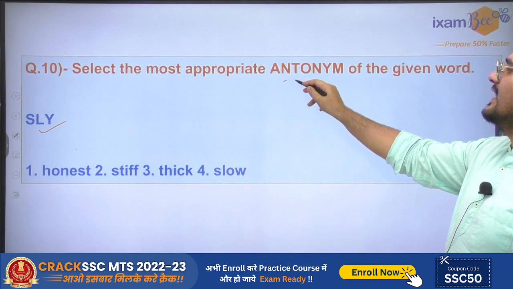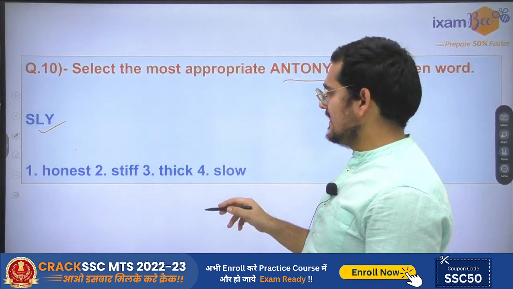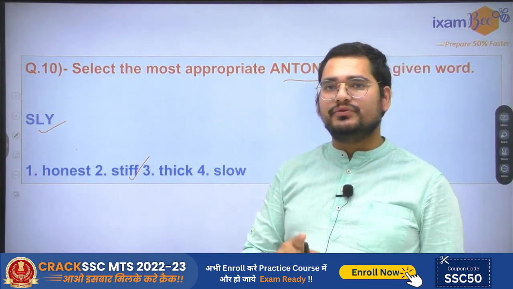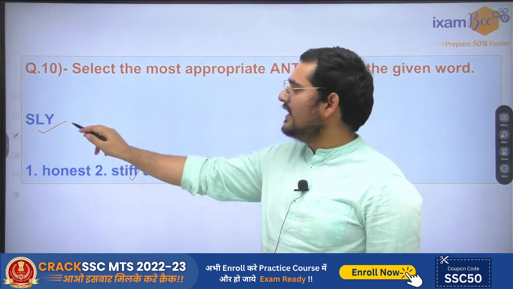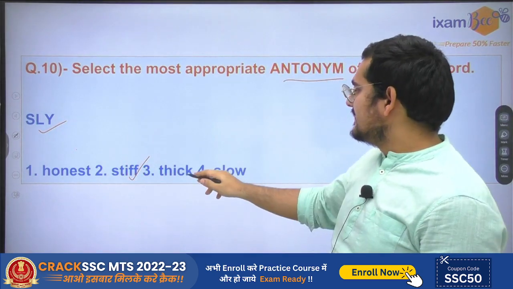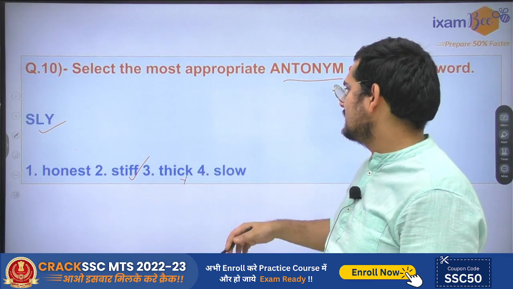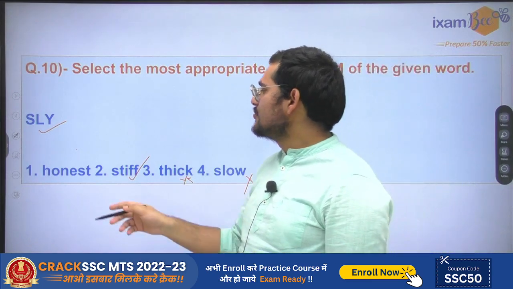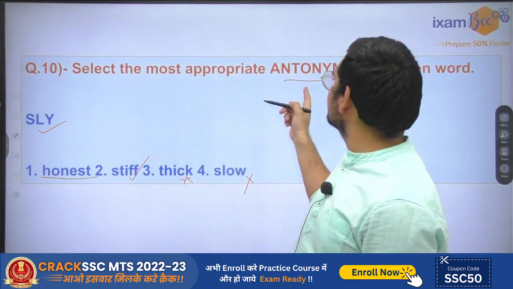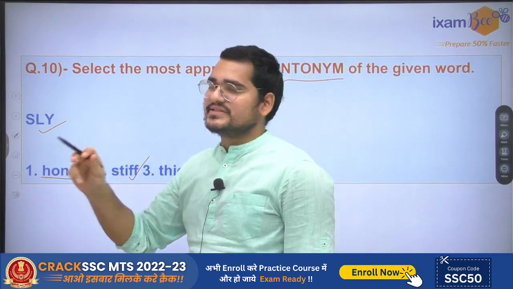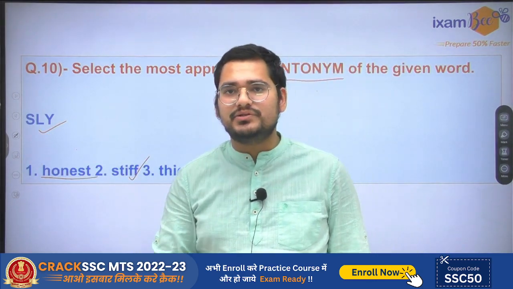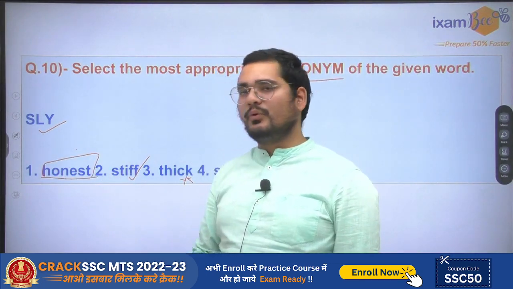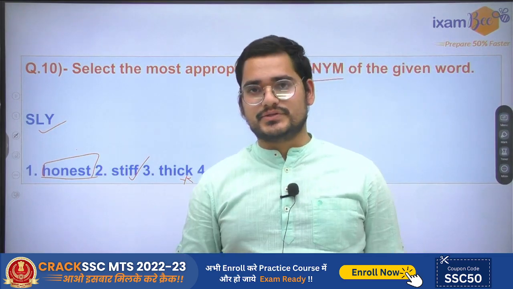So we need to find the antonym, that is the opposite. Stiff, you all know, is something that's firm, right? Stiff can also be used for someone who cheats, but it would be a synonym of sly. Thick doesn't match, it is another word, and slow also doesn't match. So we have the word honest, which is an antonym for the word sly, where sly means someone with bad intentions, who is cunning. On the other hand, honest means someone who is good and who has good intentions.